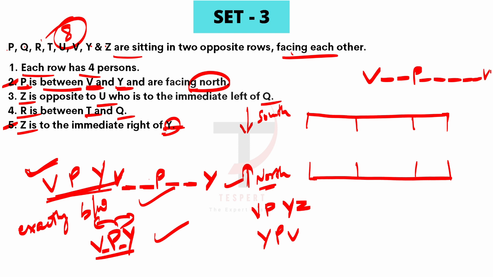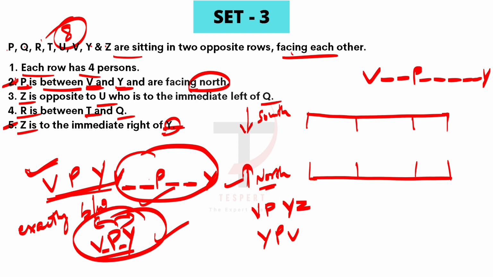So this is the meaning of between, but this is the meaning of exactly between. Okay, this is the meaning of exactly between. But in the second statement we are given just between, not exactly between. So in the first case it is exactly between, we have figured out only exactly between. But in the second case we can arrange like this.